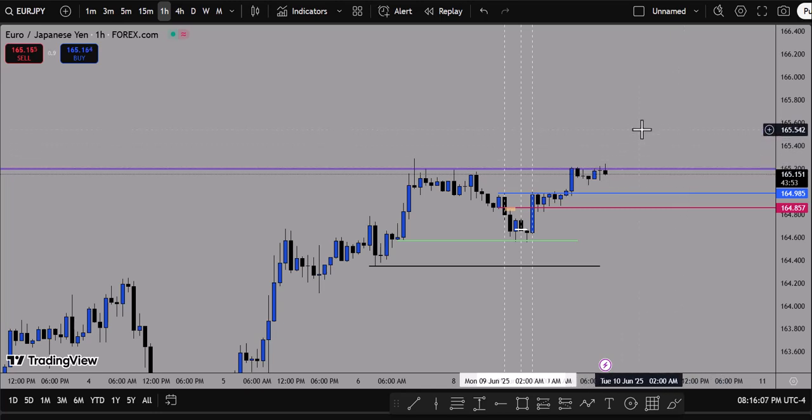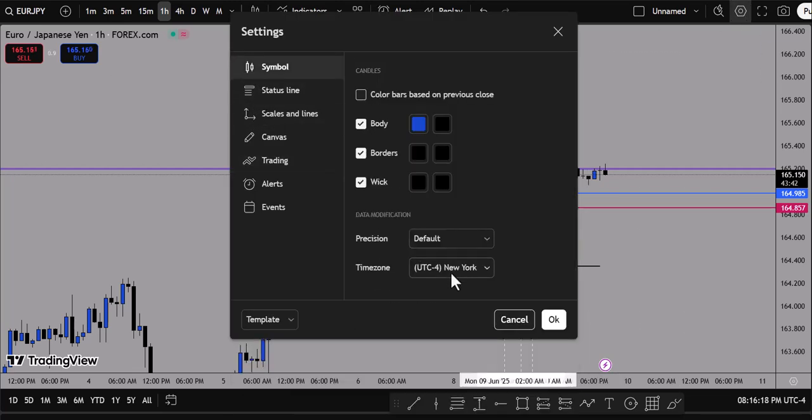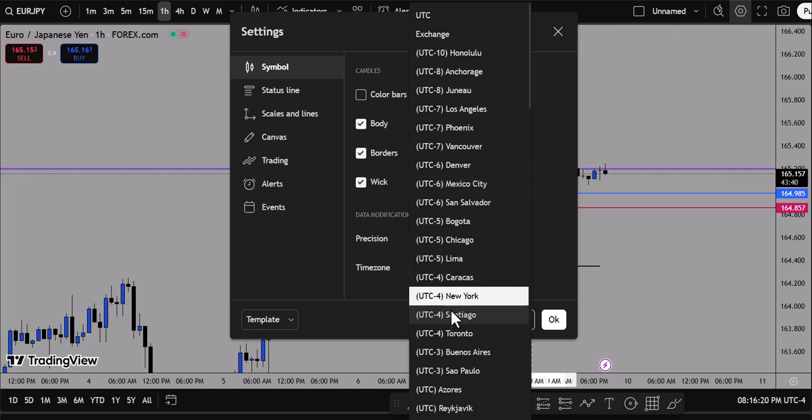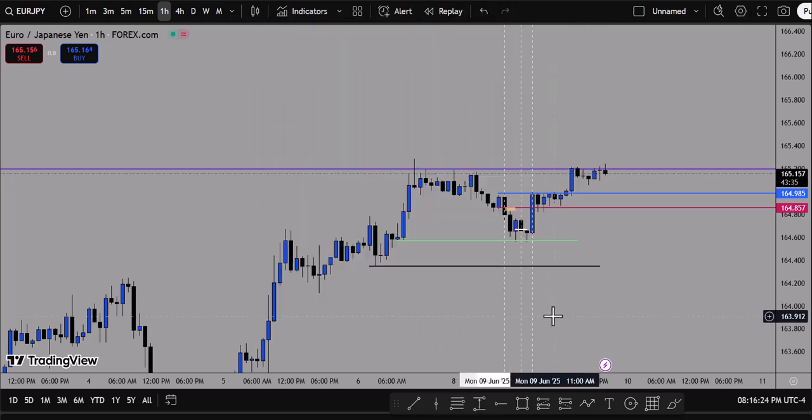Now, to make sure you are in alignment with me, ensure your chart is on UTC-4. If you want to do that, you can come to your settings right here. Yes, here you see different time zones, but just choose New York time, and that's it.